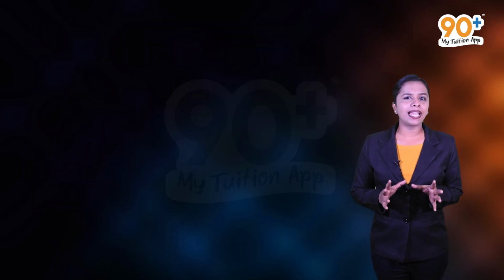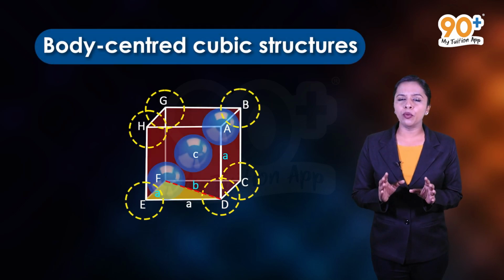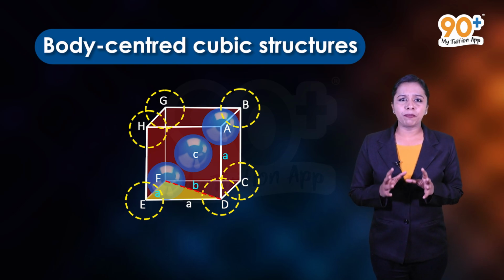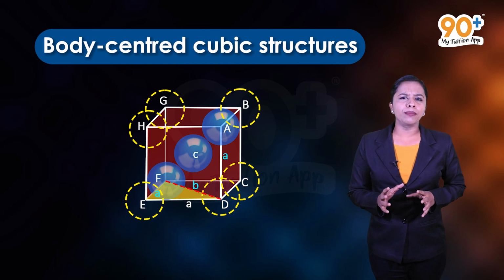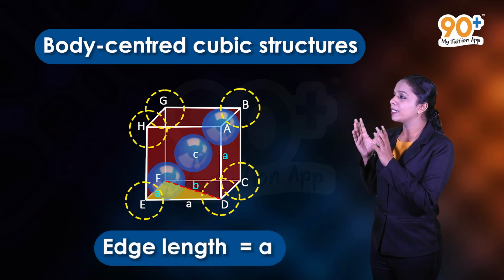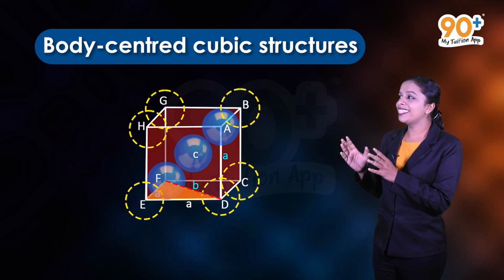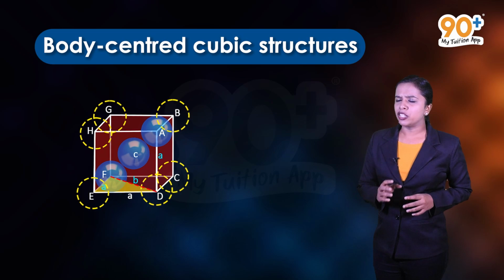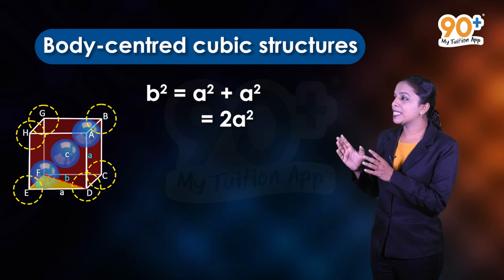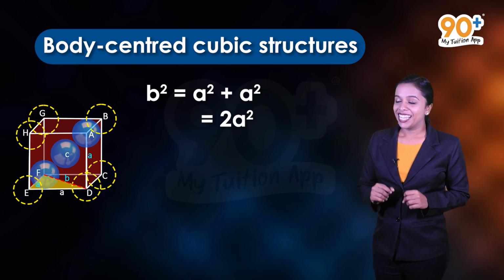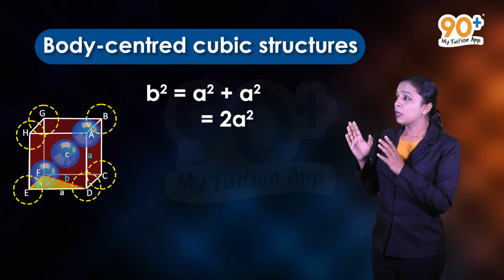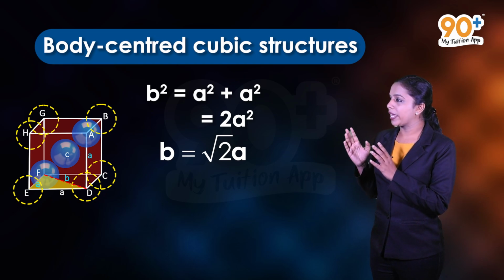Now, let's calculate the packing efficiency of body-centered cubic structures. In a body-centered cubic unit cell, one atom is present at the body center apart from the corners of the cube. Let us take a unit cell of edge length small a and consider the triangle EFD. In triangle EFD, small b square is equal to small a square plus small a square. That is equal to 2 into small a square. That is, b is equal to root 2 into a.